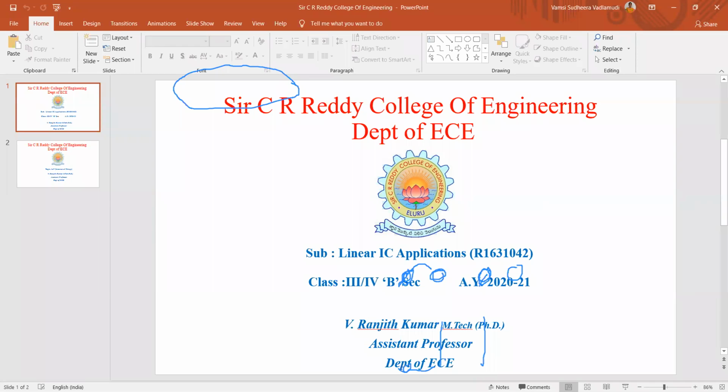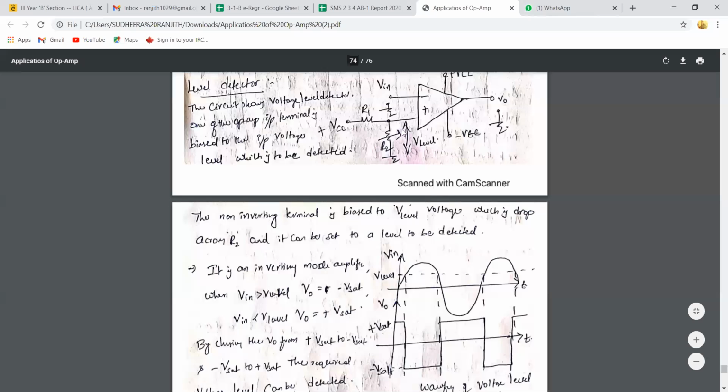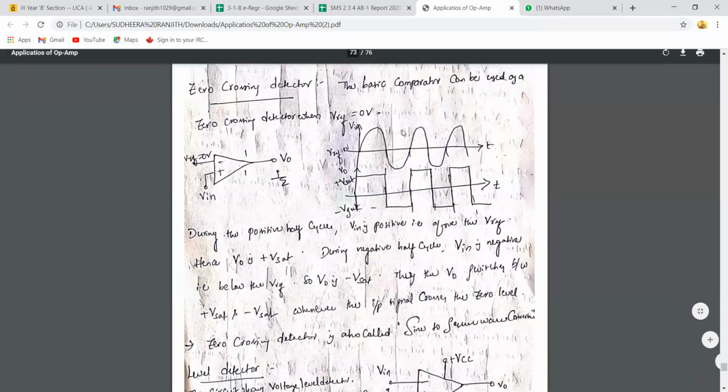Sir, the screen share is not working, another screen is not appearing, sir. Yeah, wait a minute. Is it clear? Okay, sir.